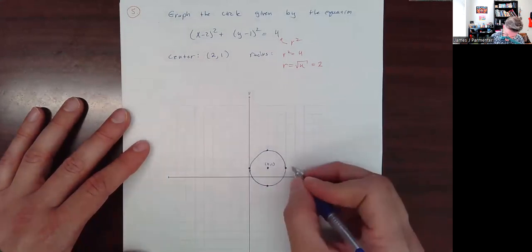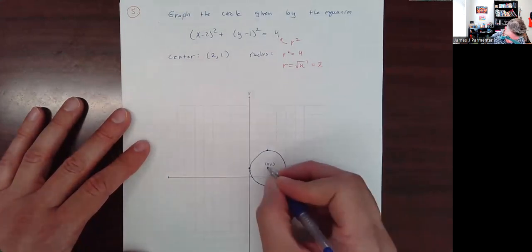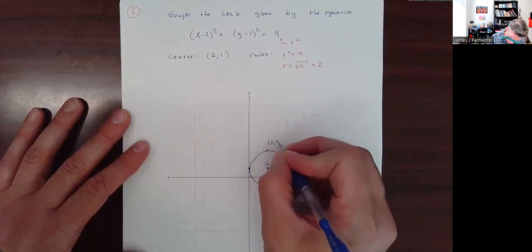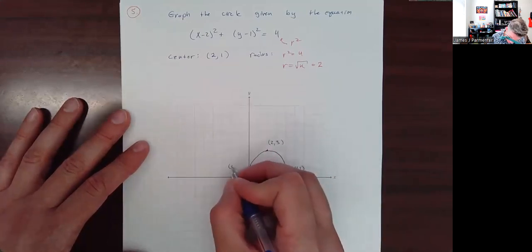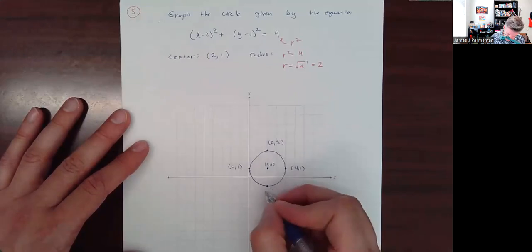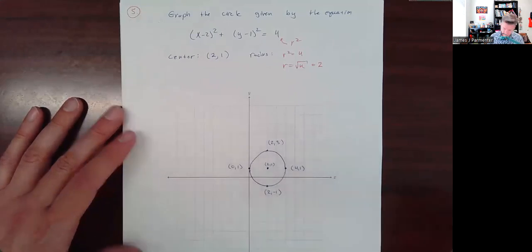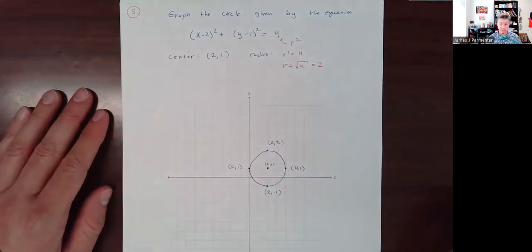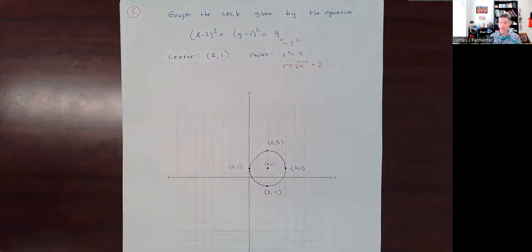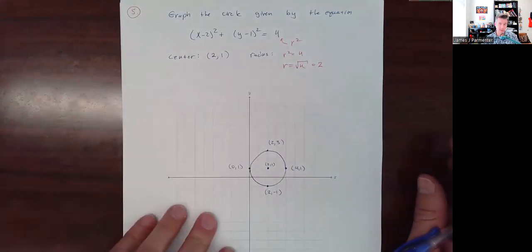I've gone 2 to the right, so I'm adding 2 to the x coordinate. 2 up means I'm adding 2 to the y coordinate. 2 left means I'm subtracting 2 from the x coordinate. And 2 down means I'm subtracting 2 from the y coordinate. But you do not need to label those points. I just like labeling them so you can see what I'm doing clearly. Let's do a couple more examples.